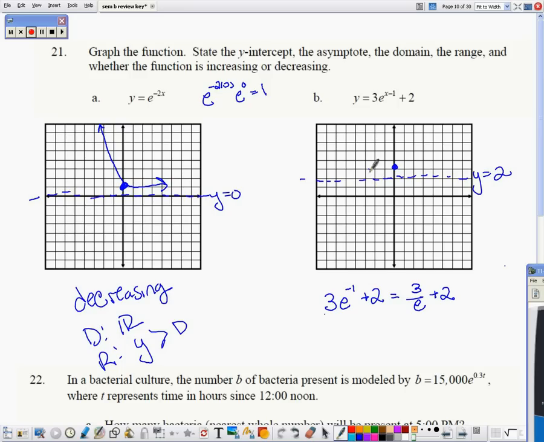So graphing it, it's an increasing function. I can actually find, if I plug in 1 for x, that makes this 0, e to the 0, which is 1, so 3 plus 2 is 5. So I can get a nice point here so that my graph is increasing. And the domain is all real numbers, and the range is y is greater than 2.